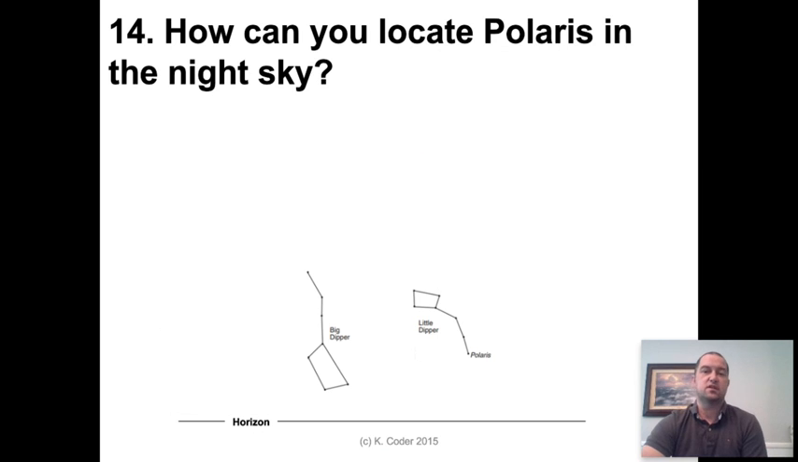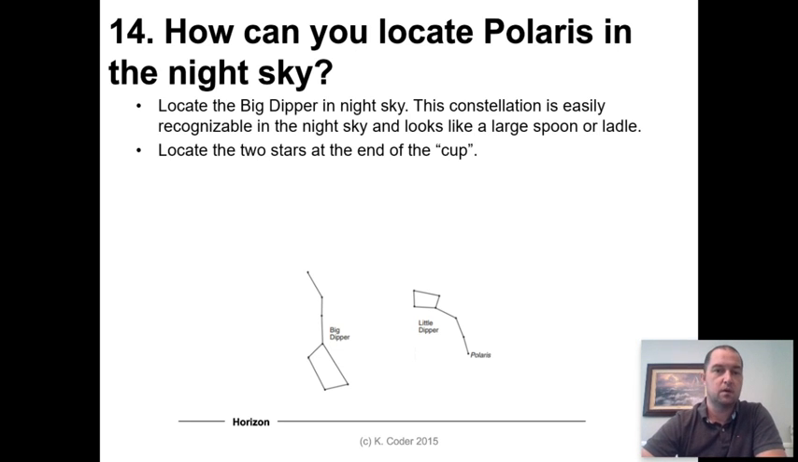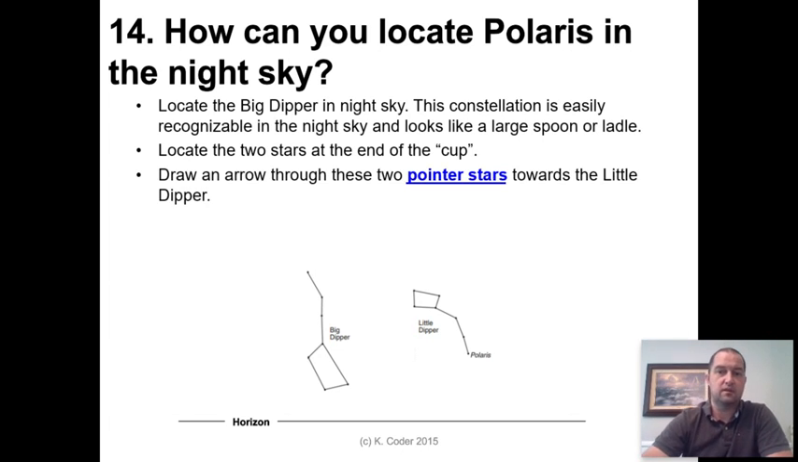How can you locate Polaris in the night sky? The two constellations we see on the screen are the Big Dipper and Little Dipper, and below we see the horizon. The first thing you're going to do is locate the Big Dipper in the night sky. This constellation is easily recognizable and looks like a large spoon or a ladle. You're going to locate the two stars at the end of the cup of the Big Dipper. These pointer stars, as we call them, are Dubhe and Merak.